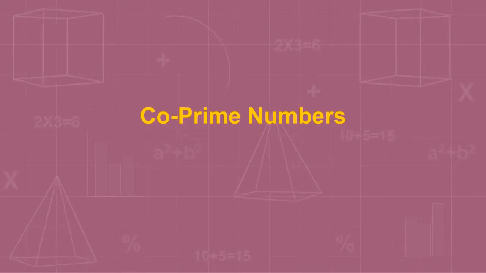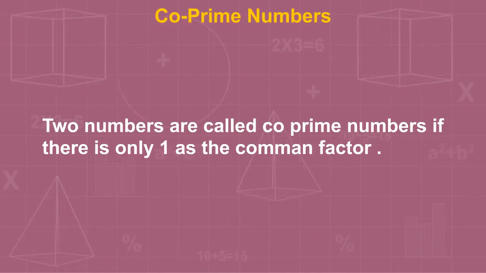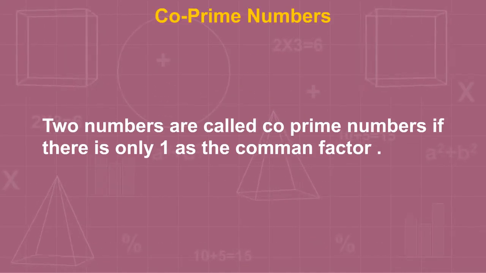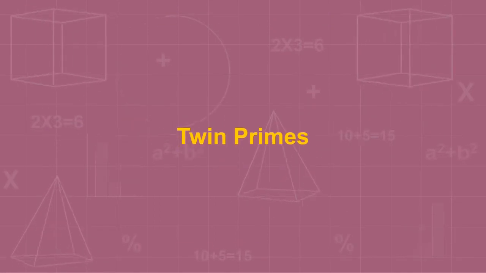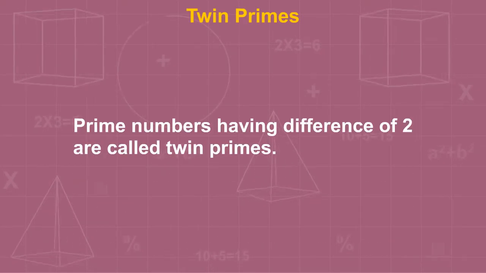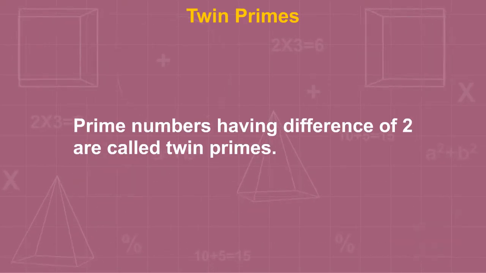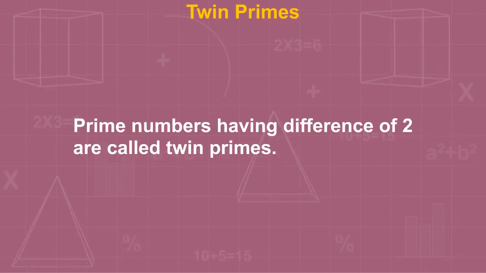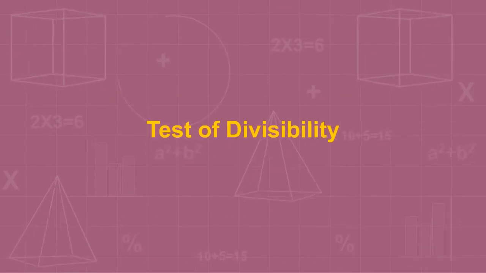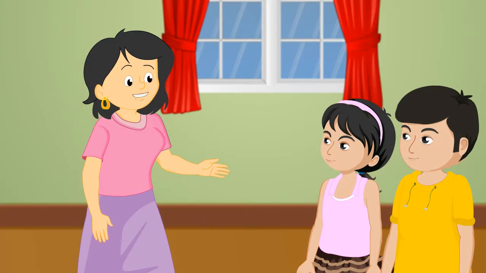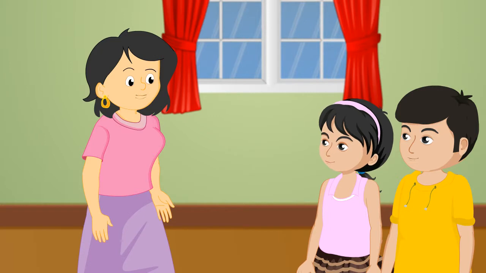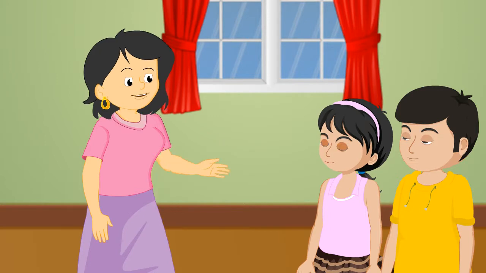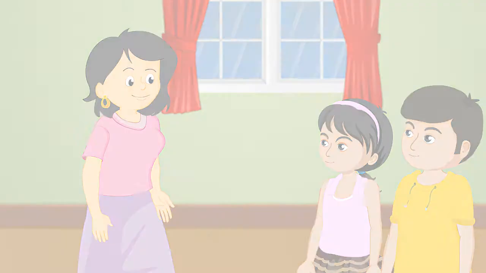Co-prime numbers. Two numbers are called co-prime numbers if there is only one as the common factor. Twin primes. Prime numbers having a difference of 2 are called twin primes. Test of divisibility. We will study tests of divisibility that will help us to find whether the given number is divisible by another number or not without long calculations.